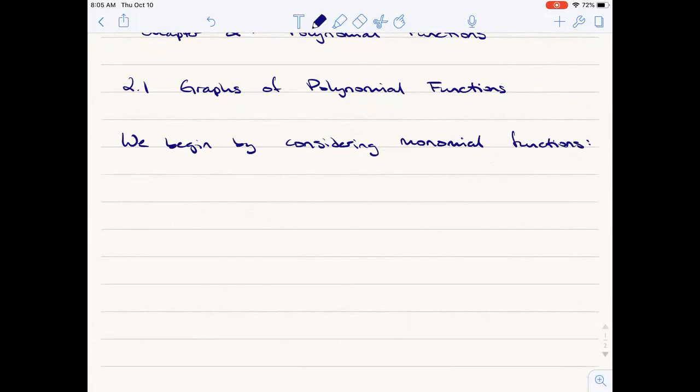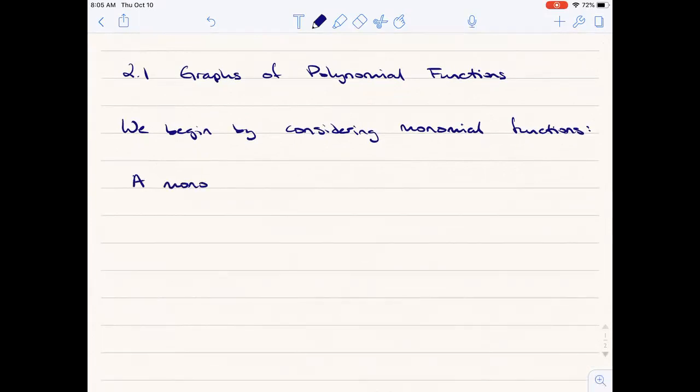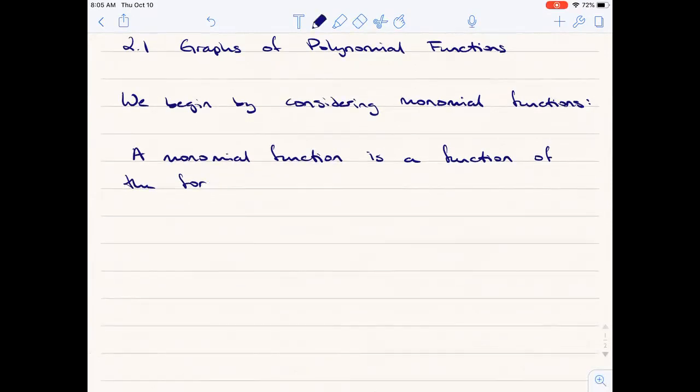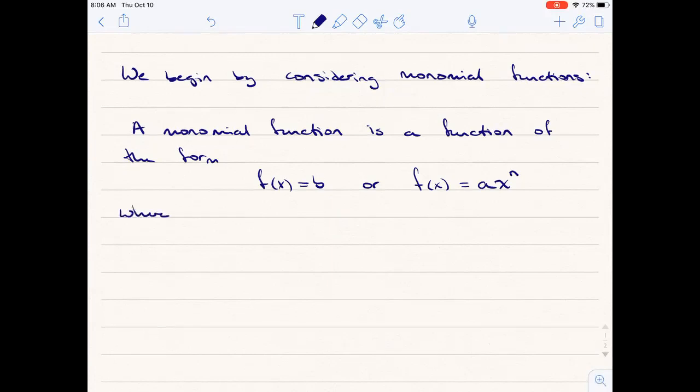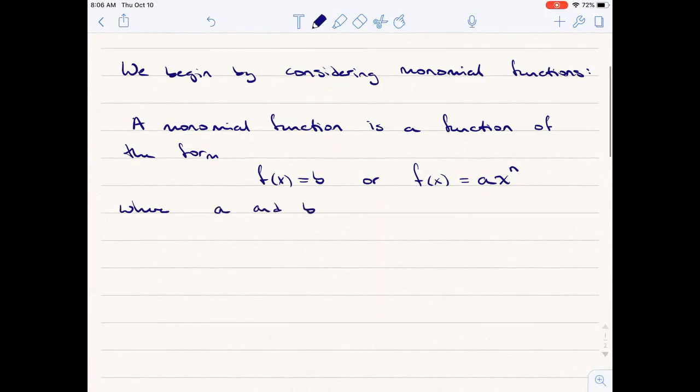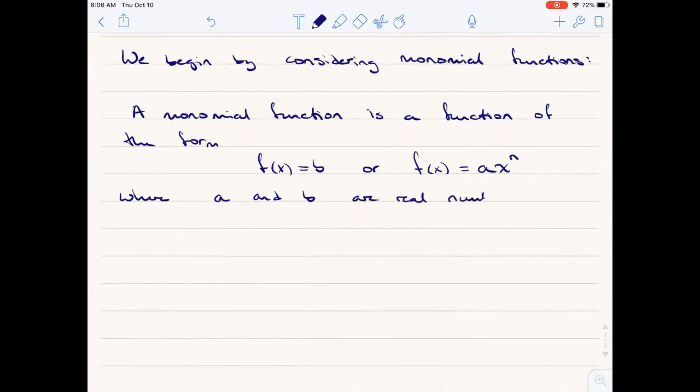Anyways, we'll start with the definition of a monomial function. So a monomial function is a function of the form f of x equals b, or more importantly, f of x equals a times x to the power of n, where a and b are real numbers, as long as a is not equal to 0, right?